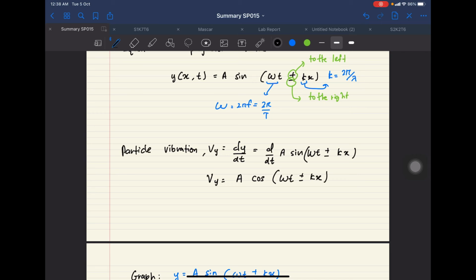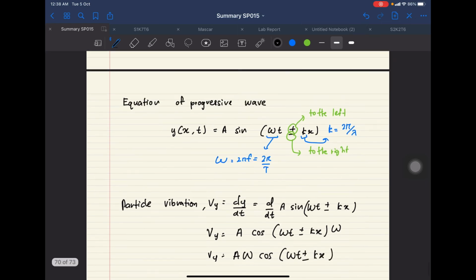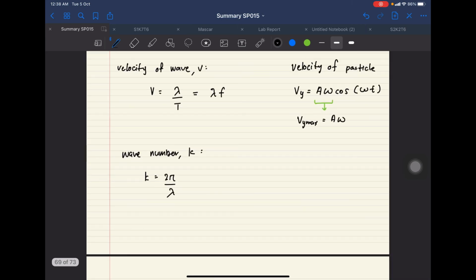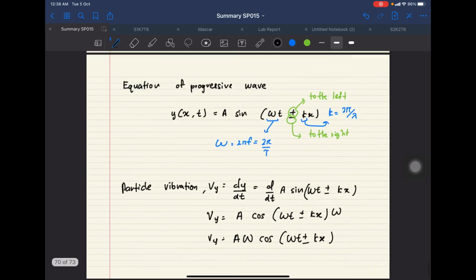So you have omega t, you differentiate the t, becomes omega t to the power of 0, which is 1. So you have omega over there. And then kx does not really depend on time, so that one becomes 0. So I can rearrange this one. Should get omega cos(omega t plus minus kx). Okay, this is the exact same formula as the one above.